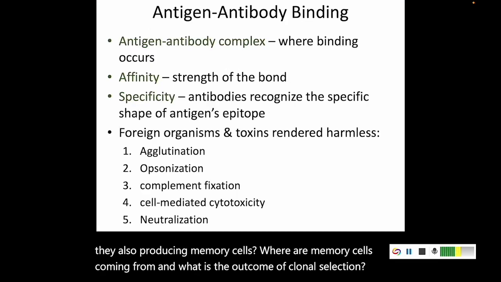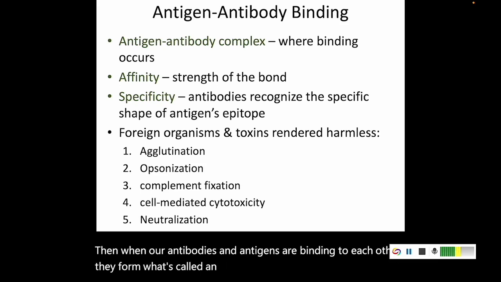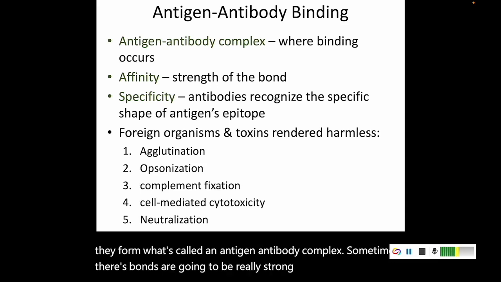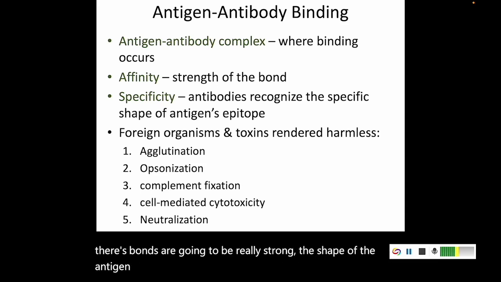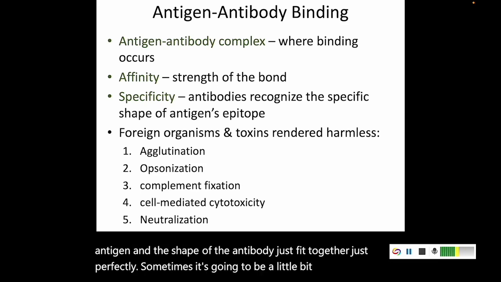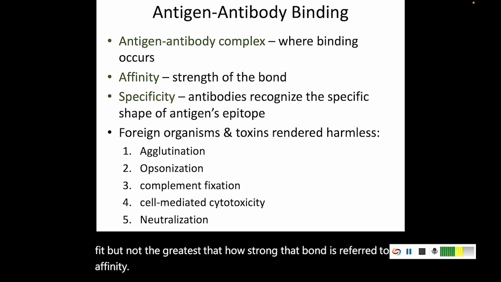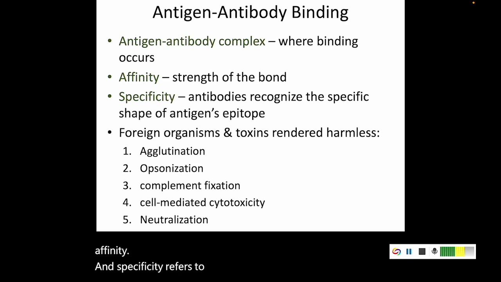Then, when our antibodies and antigens are binding to each other, they form what's called an antigen-antibody complex. Sometimes those bonds are going to be really strong. The shape of the antigen and the shape of the antibody just fit together perfectly. Sometimes they're going to be a little bit weaker. They kind of fit, but not the greatest. How strong that bond is referred to as affinity. And specificity refers to how specific the shape of the antibody is along with the antigen.